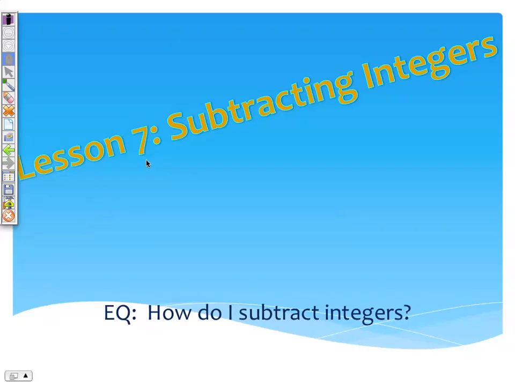Hey guys, this is Mrs. Brigman, and today we're going to continue with Unit 1. This is Lesson 7, Subtracting Integers. Our essential question for this lesson is, how do I subtract integers?